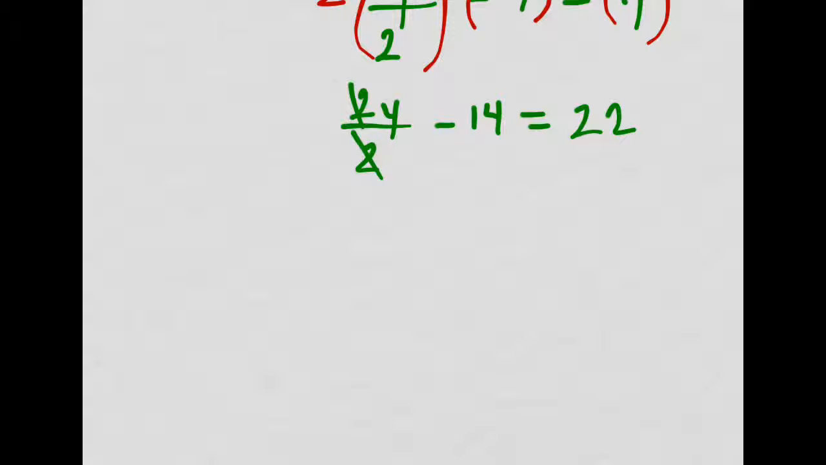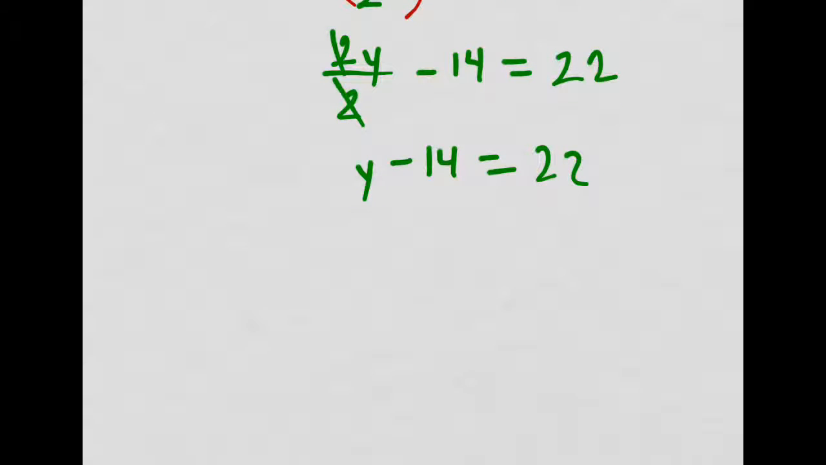That cancels and we get just y minus 14 equals 22. Oh, this is easy now. So I'd have to add 14 to both sides. Plus 14. And then we get y equals 36. So I get y equals 36.